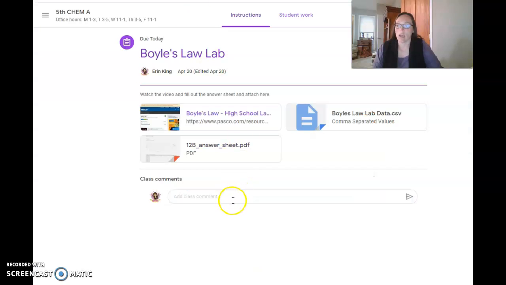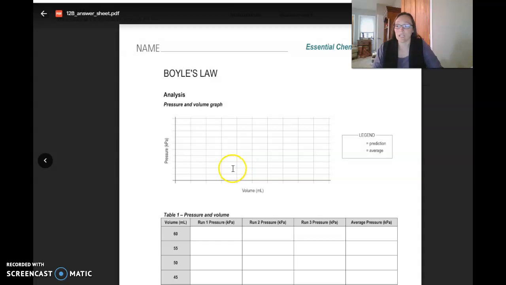Then you're going to go ahead and look at the answer sheet. This is what you're actually going to turn in. You don't need to turn this sheet in. You can totally just write it on a piece of paper.